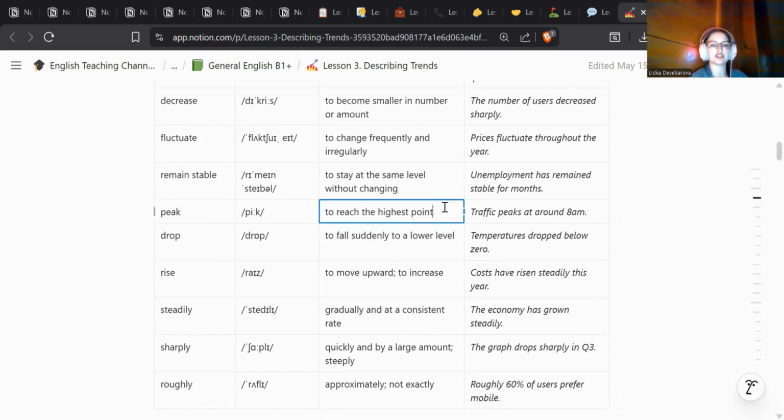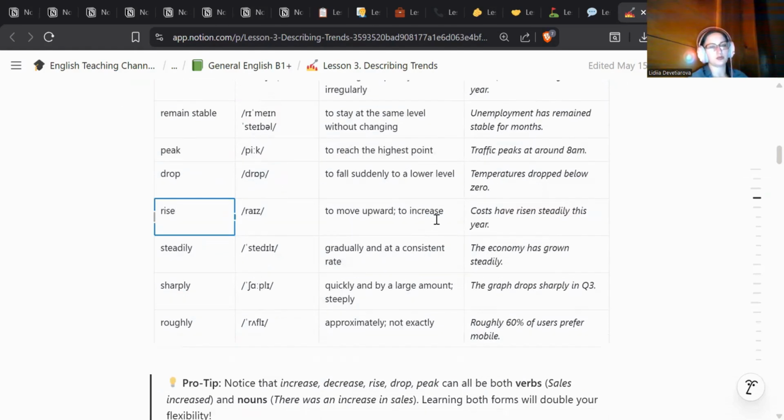Peak, to reach the highest point. Traffic peaks at around 8 a.m. Drop, to fall suddenly to a lower level. Temperatures dropped below zero. Rise, to move upward, to increase. Costs have risen steadily this year.